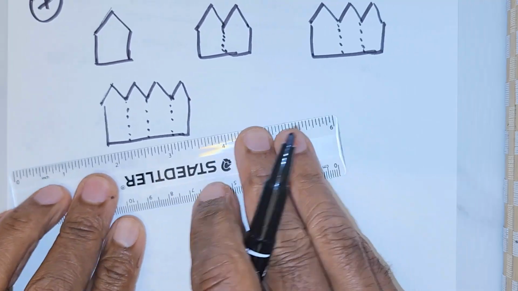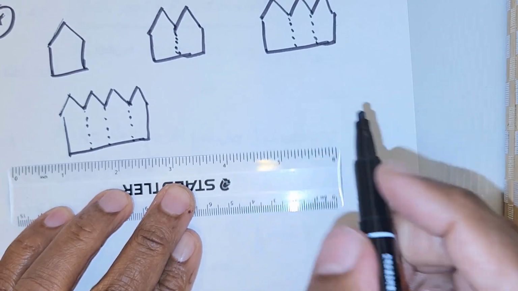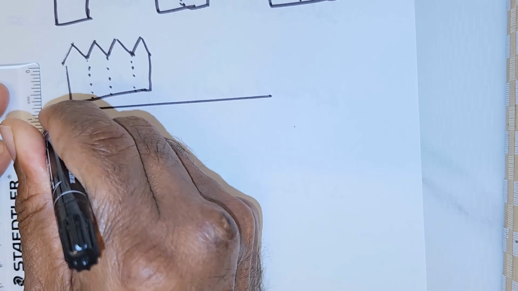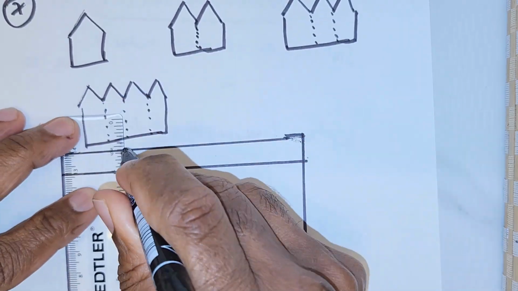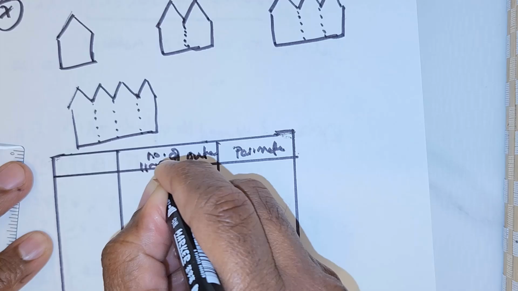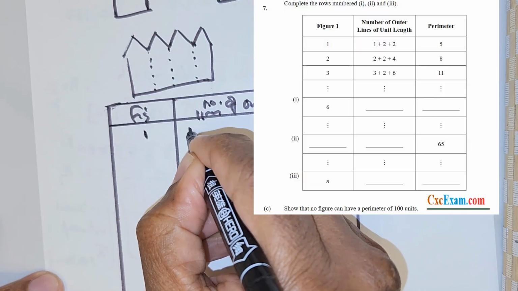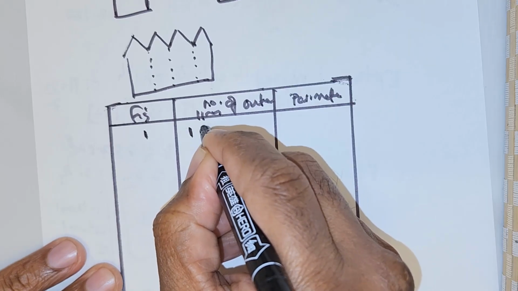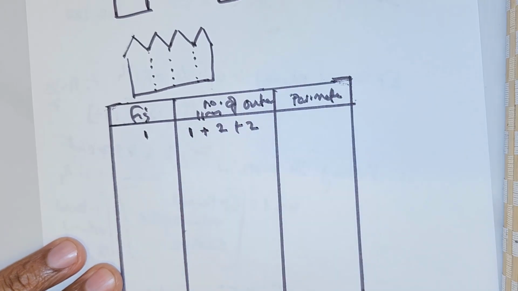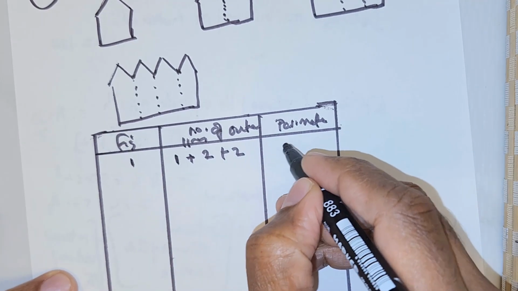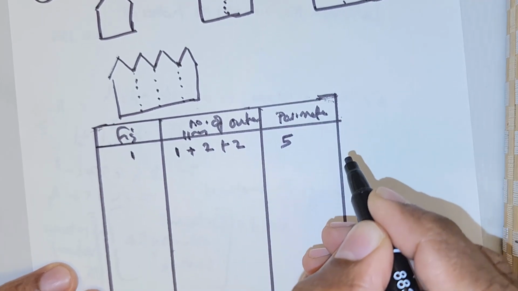So there's a table given, so we will have to complete that table. So let me draw the table here. For the first figure, you have 1 plus 2 plus 2. Okay, so number of outer lines. This is the order they are giving. Perimeter is given as 5.